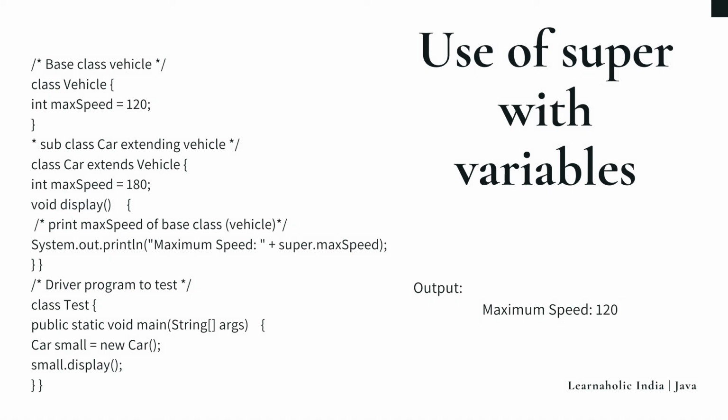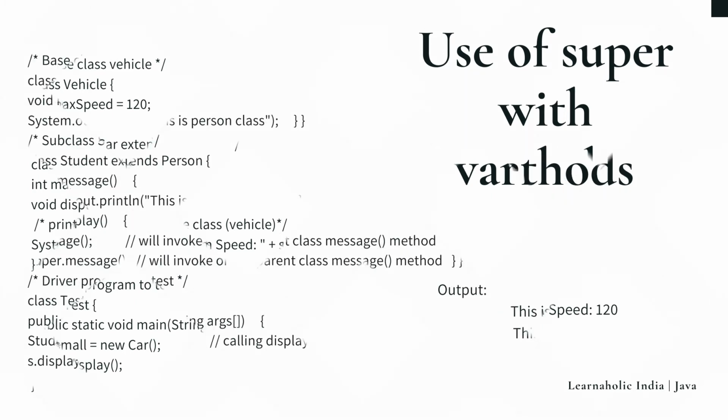First is use of super with variables. This scenario occurs when a derived class and base class has same data members. In that case, there is a possibility of ambiguity for the JVM. We can understand it more clearly using this code snippet. In the above example, both base class and subclass have a member maxSpeed. We could access maxSpeed of base class in subclass using super keyword.